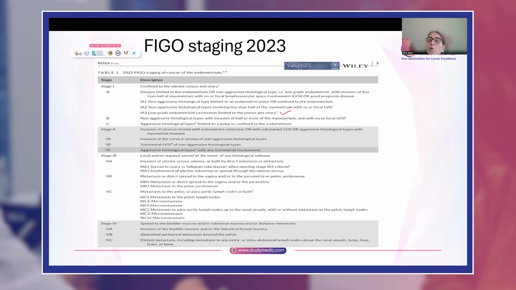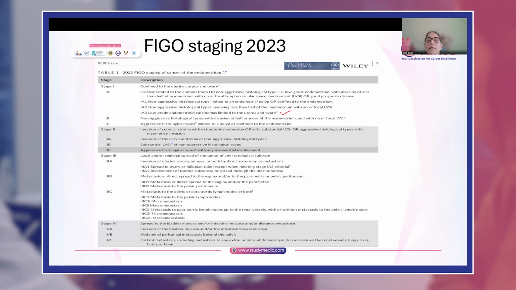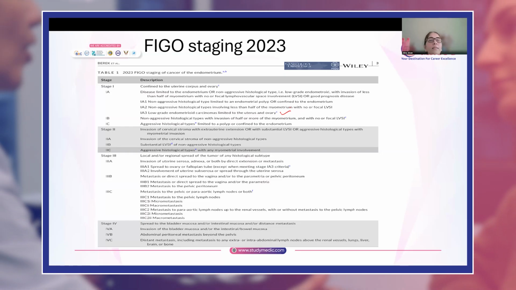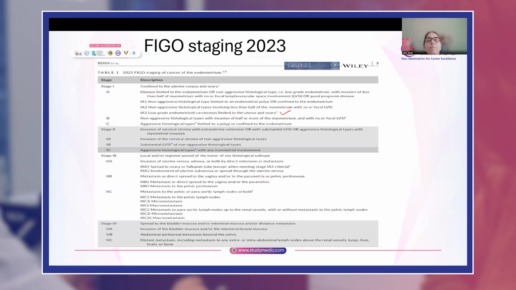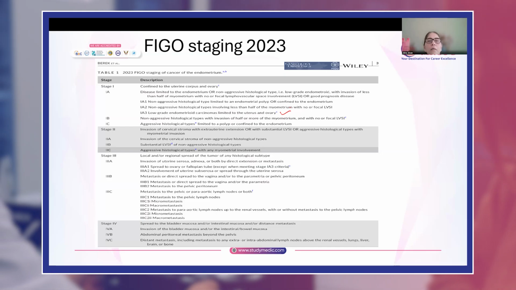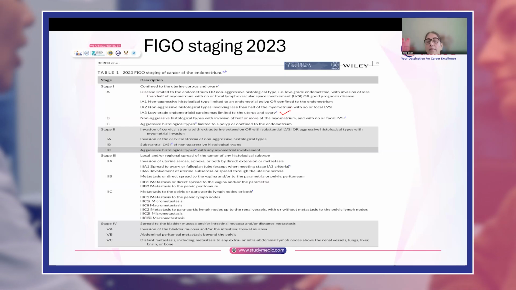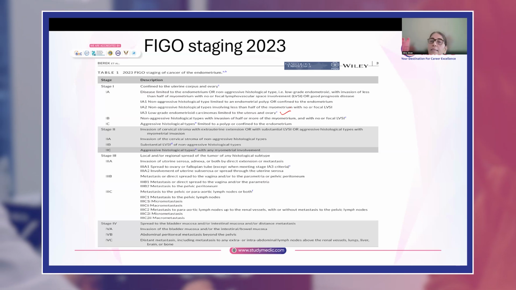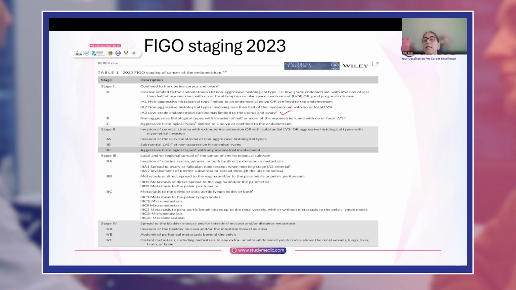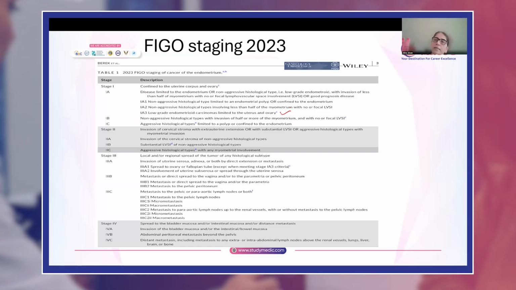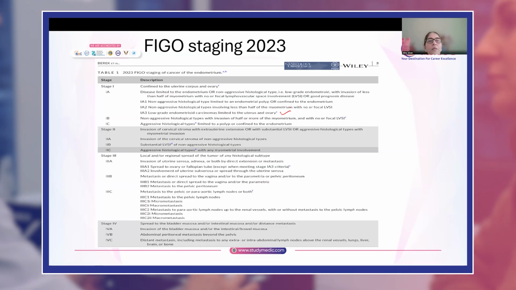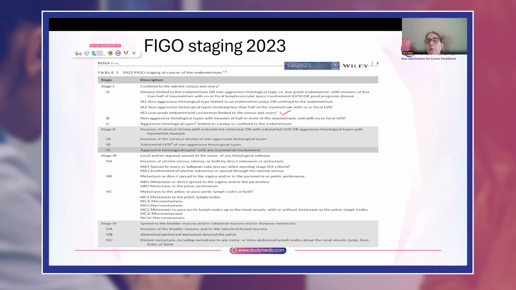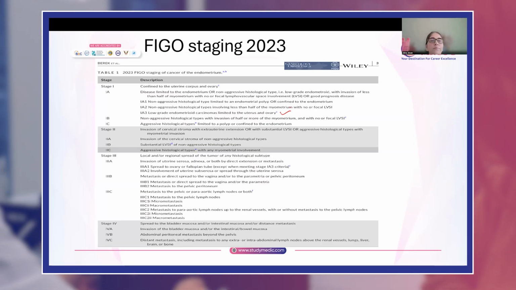That means it is low grade disease and it is involving the ovary, then it is stage 1A3. Okay, but what happens in 3A? The disease is histologically aggressive type and it is going to the ovary, then automatically it becomes stage 3A1. Okay.